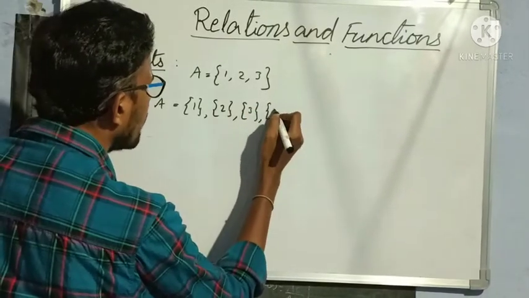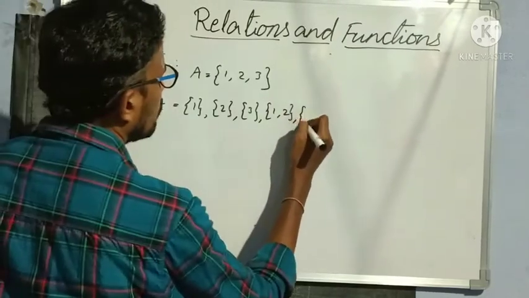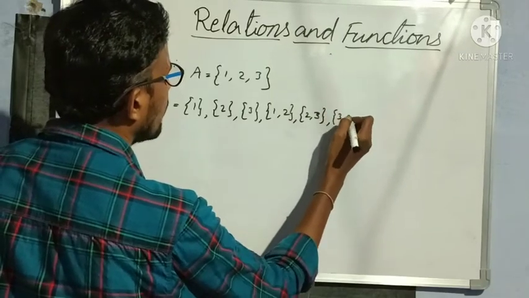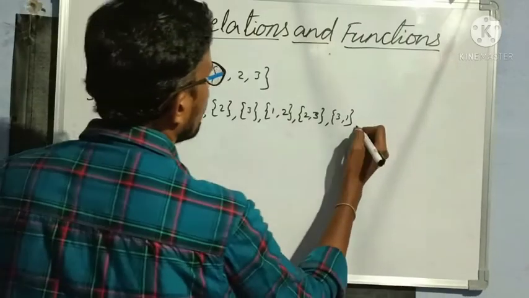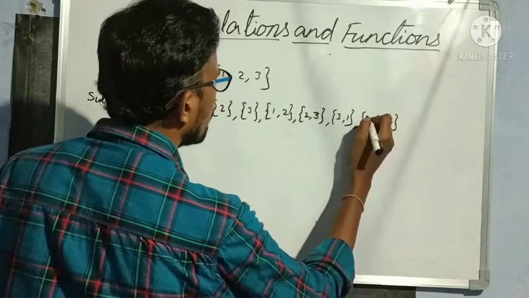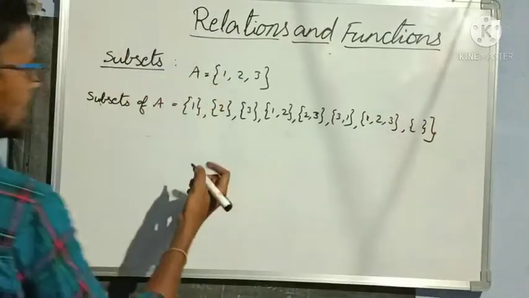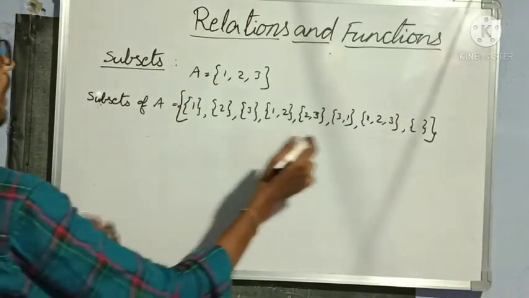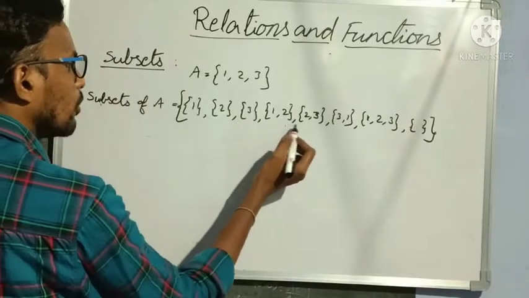Next 2 elements, that is {1, 2}. Next 2 elements, that is {2, 3}. Next 2 elements, that is {3, 1}, or {1, 3}, however we can write. Okay? Next, all 3 elements, that is {1, 2, 3}, and also the null set. And we know that the null set is a subset of every set. So these are the subsets we are getting. How many subsets did we get now? Count here: 1, 2, 3, 4, 5, 6, 7, 8.